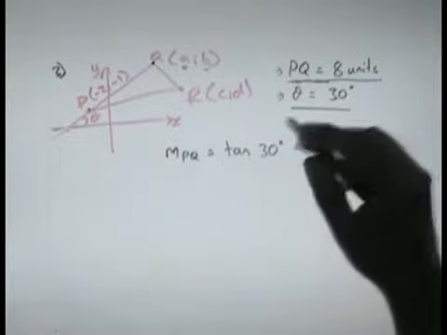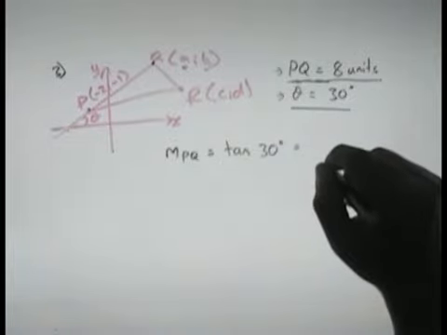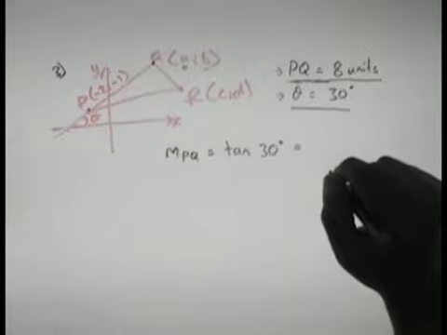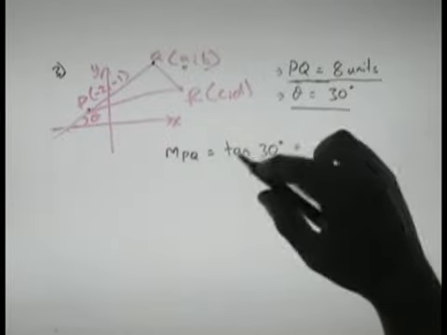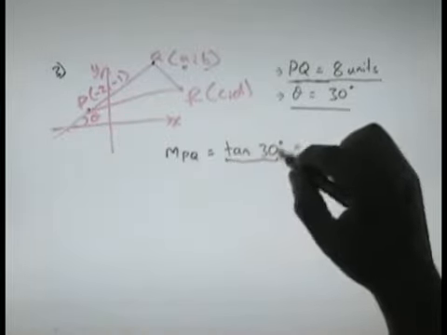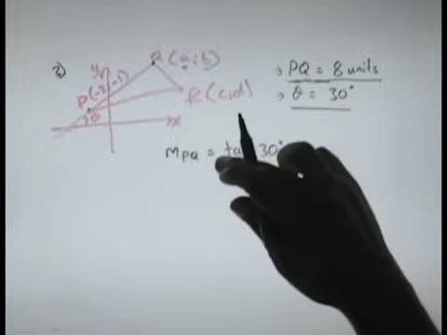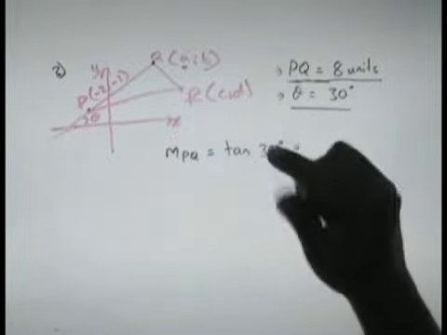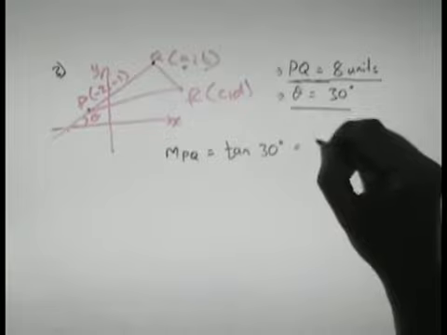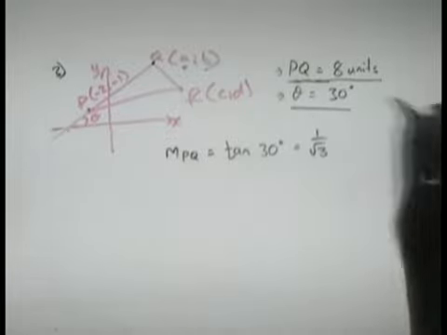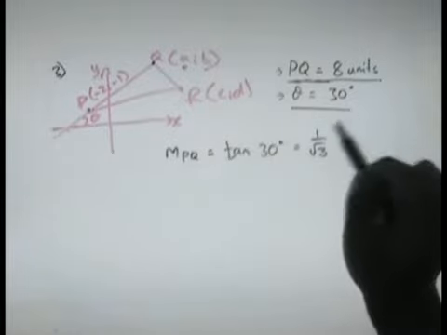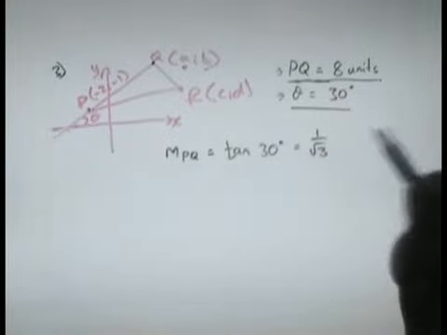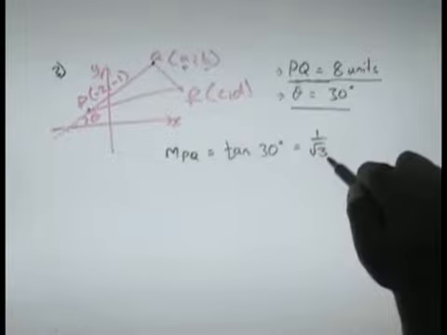Now if you work this out on a calculator, you're going to get 0.57 something something. But if you use your table of special angles from trigonometry, which you should be familiar with, tan of 30 degrees is equal to 1 over root 3. That means that your gradient of PQ is equal to 1 over root 3.